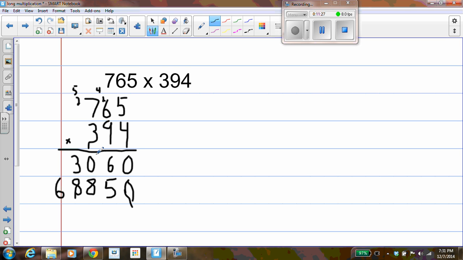Now I'm going to the 300s, so I'm going to annex 2 zeros as placeholders here, just to make sure I know that I'm multiplying by the hundreds. 3 times 5 is 15. I regroup my 1. 3 times 6 is 18, plus the 1 is 19. Yeah, I got to clean that up. Let me regroup the 1 here. Okay, now I have 3 times 7 is 21, plus the 1 is 22.